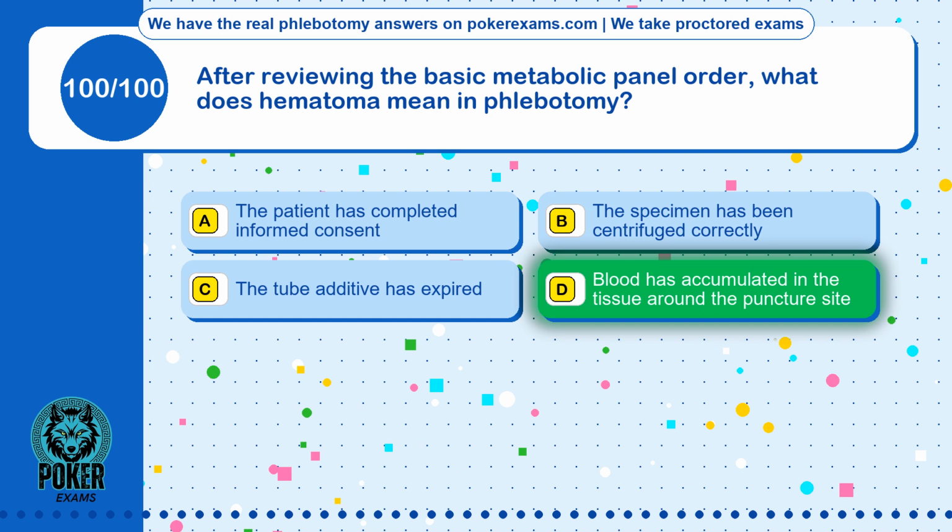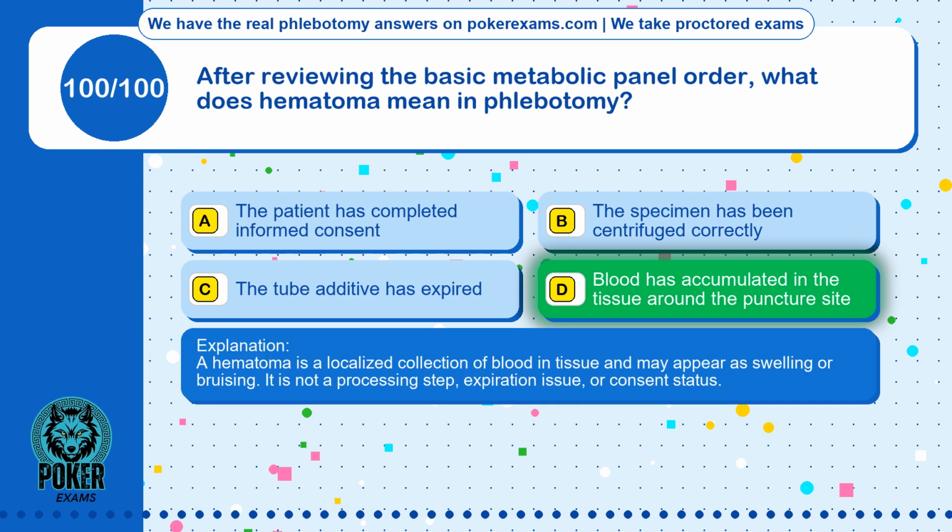The correct answer is option D. Blood has accumulated in the tissue around the puncture site. A hematoma is a localized collection of blood in tissue and may appear as swelling or bruising. It is not a processing step, expiration issue, or consent status.